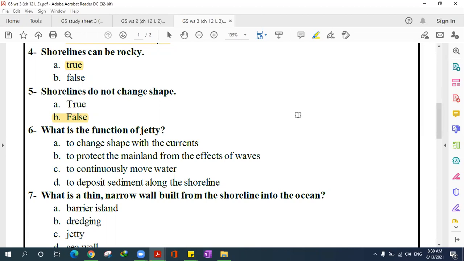What is the function of a jetty? To change shape with currents, or to protect the mainland from the effects of waves, or to continuously move water, or to deposit sediment along the shoreline? B. Yes, it's going to be B. I think I heard you saying B. Your voice is really so far from me, so that's why I can't hear you well. Did you say this answer?